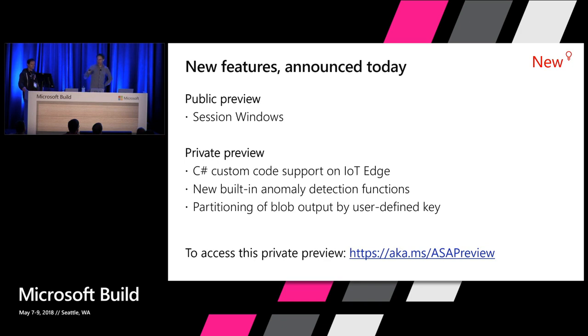And yesterday, I said today, but actually we announced it yesterday at Build, a few new things. So the session window I just mentioned. And we have a few things in private preview, and I have a URL here to apply. C# custom code available on IoT Edge, I will show a demo later. New built-in anomaly detection functions, so we extended the previous preview with new functions. I will show a demo about it. And we now also support partitioning blob output by user-defined key.